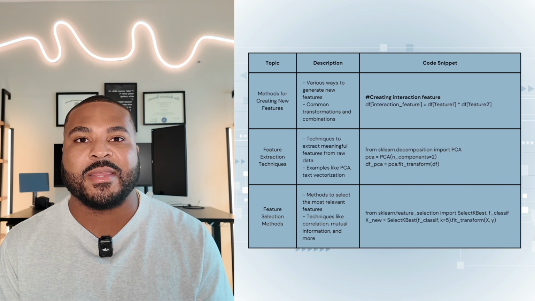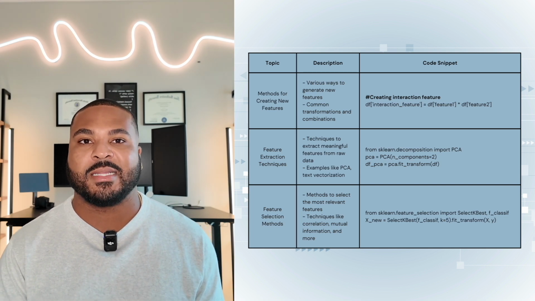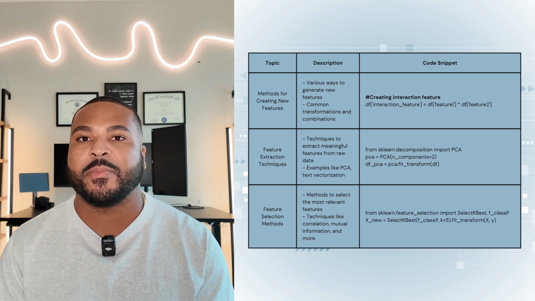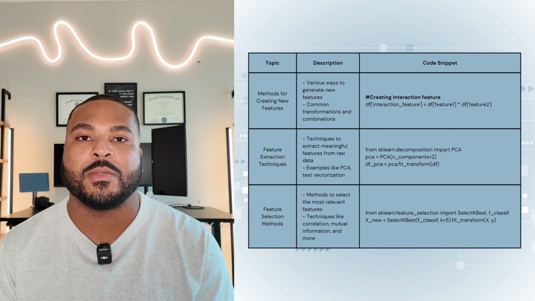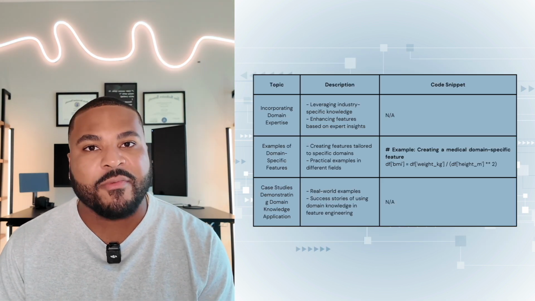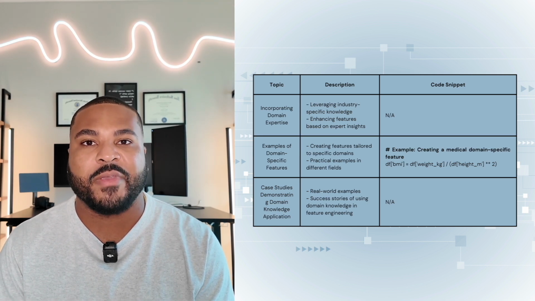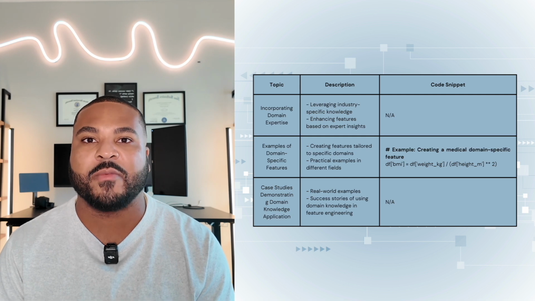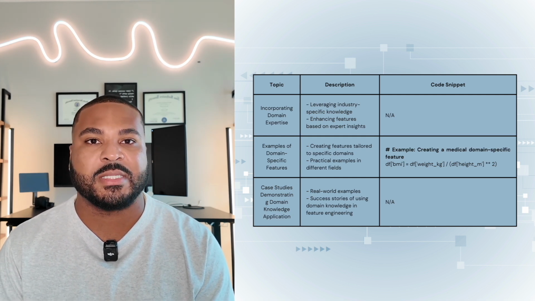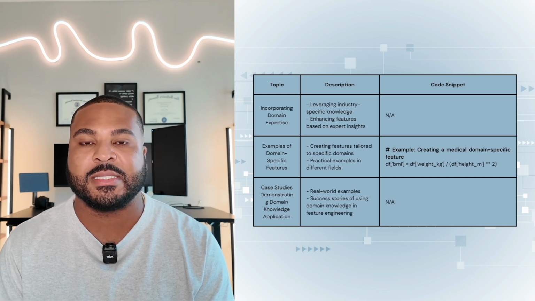And by using these methods that we just discussed, we can create, extract, and select features that significantly enhance the performance and interpretability of our machine learning models. Incorporating domain knowledge into feature engineering can significantly enhance your model. By using the domain knowledge, we can create features that are more meaningful and relevant to the problem we are trying to solve. This can involve understanding the business context, industry standards, and specific nuances of the data.